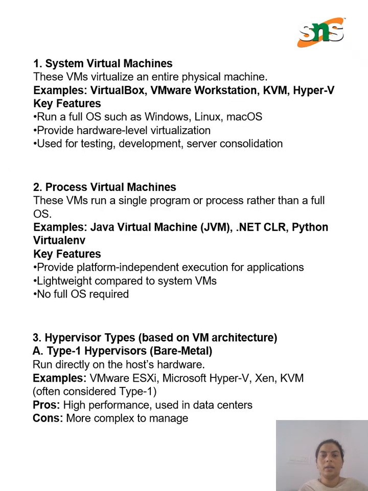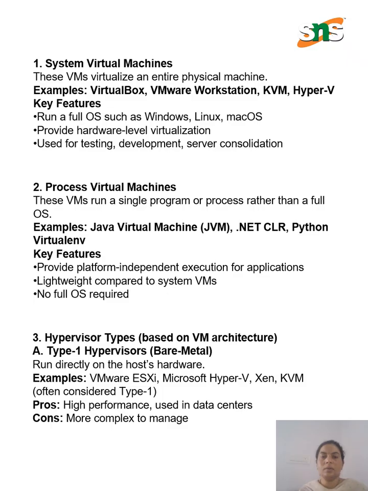Before going into the cloud, we'll see a glimpse of the different types of virtual machines we have. System virtual machines are virtual machines that virtualize an entire physical machine. For example, VirtualBox, VMware Workstation, hypervisors. Here it runs a full operating system such as Windows, Linux and Mac OS. It provides hardware level virtualization, and is basically used for testing, deployment and server consolidation.